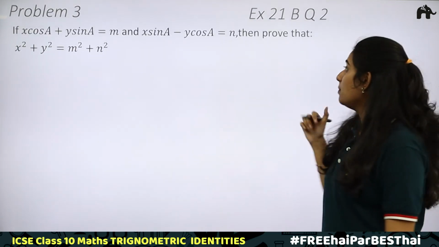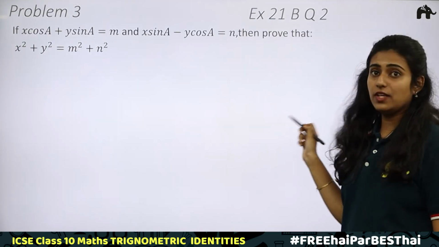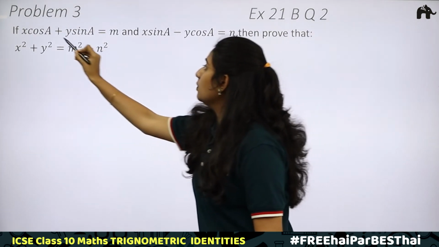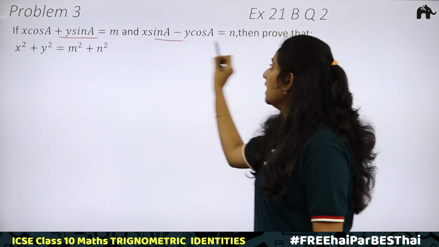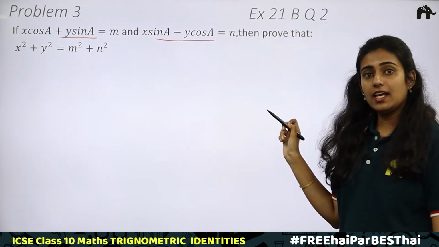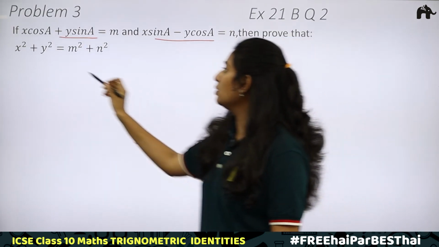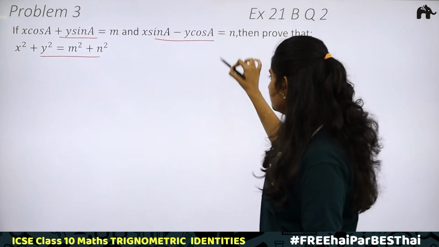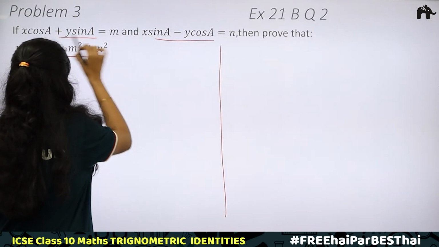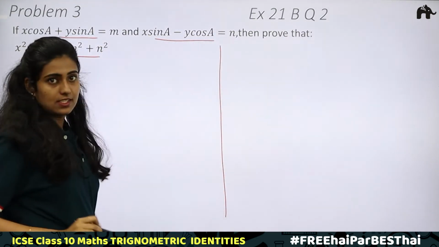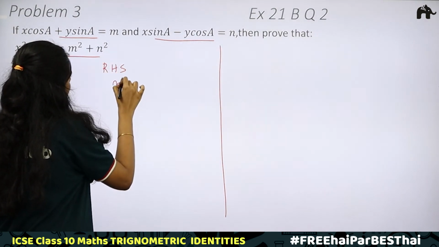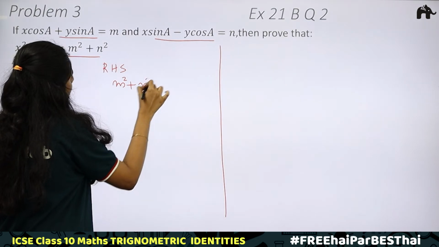Okay. Next, problem number 3, question 2 of exercise 21B. If x cos a + y sin a is equal to m and x sin a - y cos a is equal to n, then prove that x square + y square is equal to m square + n square. Here we know what m is and what n is. So first we'll take the RHS. In RHS we have m square + n square.